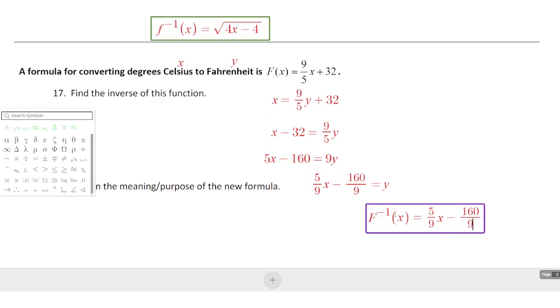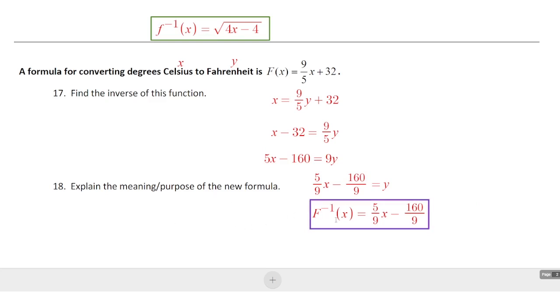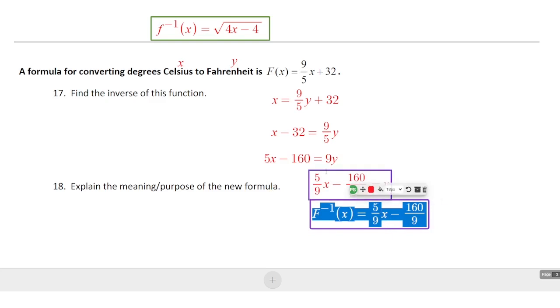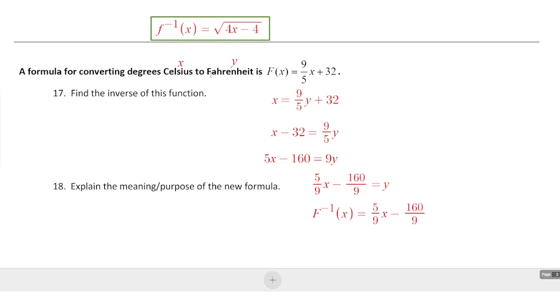Now going back to our discussion about swapping domain and range and the x and y values here, the next question wants you to explain what's the purpose or the meaning of this equation we just came up with. It's not enough to just say that it's the inverse of this function. I want you to think about what this represents. And here's a good way to think about it. The original function has you converting Celsius to Fahrenheit. In other words, if you put in a number into x, your inputs are in Celsius, your outputs are in Fahrenheit. So if you plug any Celsius degree into this equation, it'll output the degree in Fahrenheit.